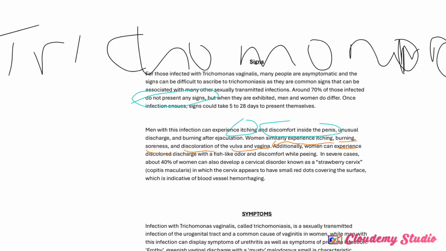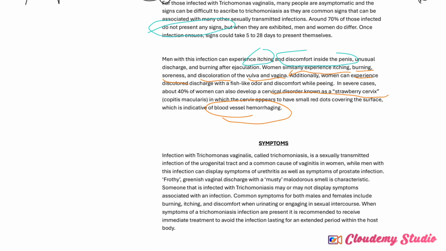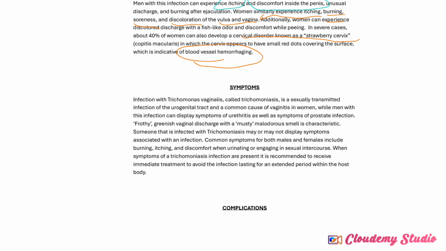In severe cases, about 40% of women can develop a cervical disorder known as strawberry cervix, in which the cervix appears to have small red dots covering the surface, which is indicative of blood vessel hemorrhaging. So they can also cause hemorrhaging of the blood vessels.